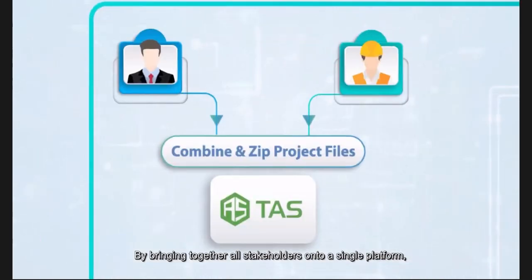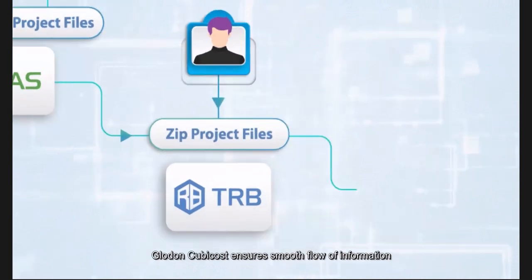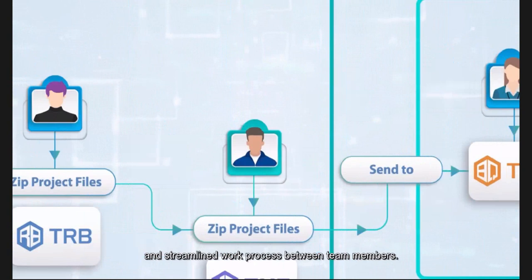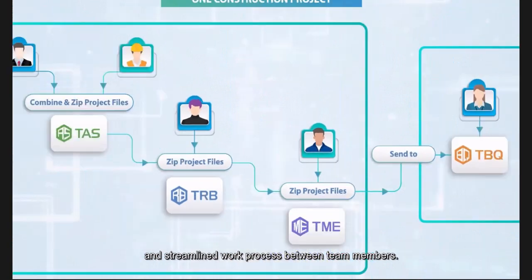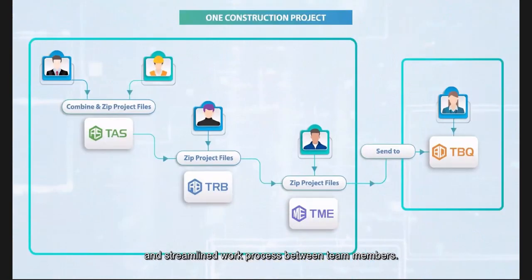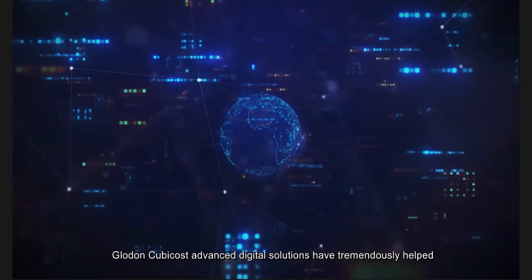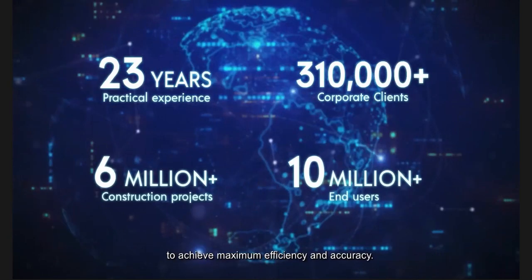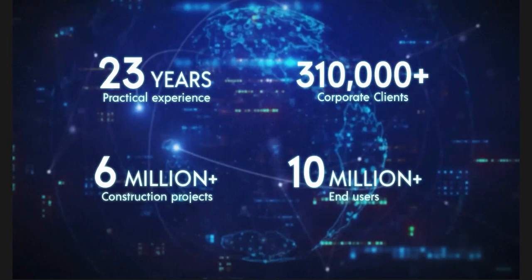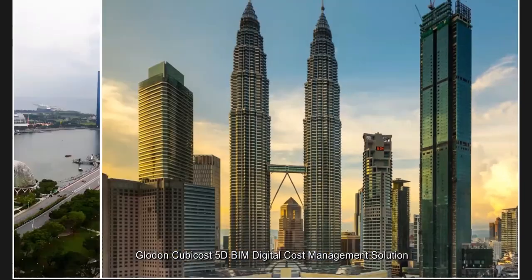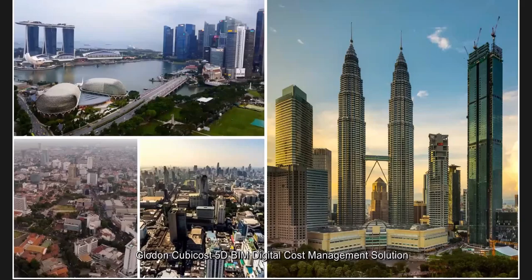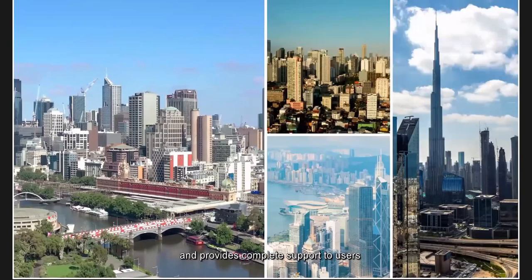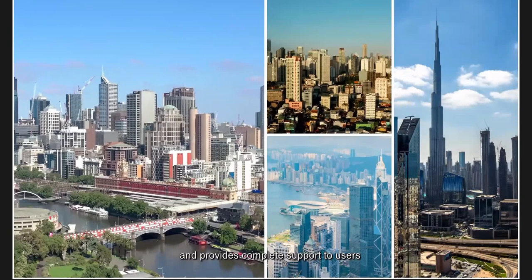By bringing together all stakeholders onto a single platform, Glodon Cubicos ensures smooth flow of information and streamlined work process between team members. Glodon Cubicos' advanced digital solutions have tremendously helped AEC firms to accelerate their efforts towards the digital transformation to achieve maximum efficiency and accuracy. Glodon Cubicos 5D BIM Digital Cost Management Solution has been a cornerstone of the construction industry and provides complete support to users throughout the project lifecycle.